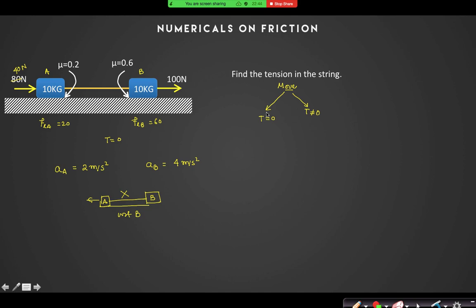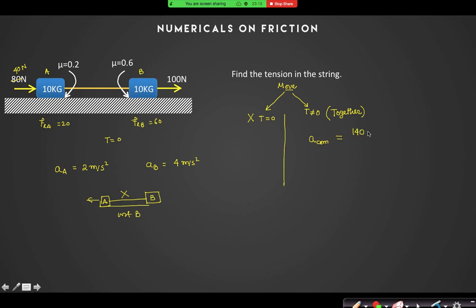Now I have checked that tension cannot be 0 in this case, as the acceleration of A cannot be less than acceleration of B. Right? So I will now go for tension not equal to 0. If tension is not equal to 0, what is the condition? They will move together or not? Together. So what is the common acceleration for them if they are moving together?